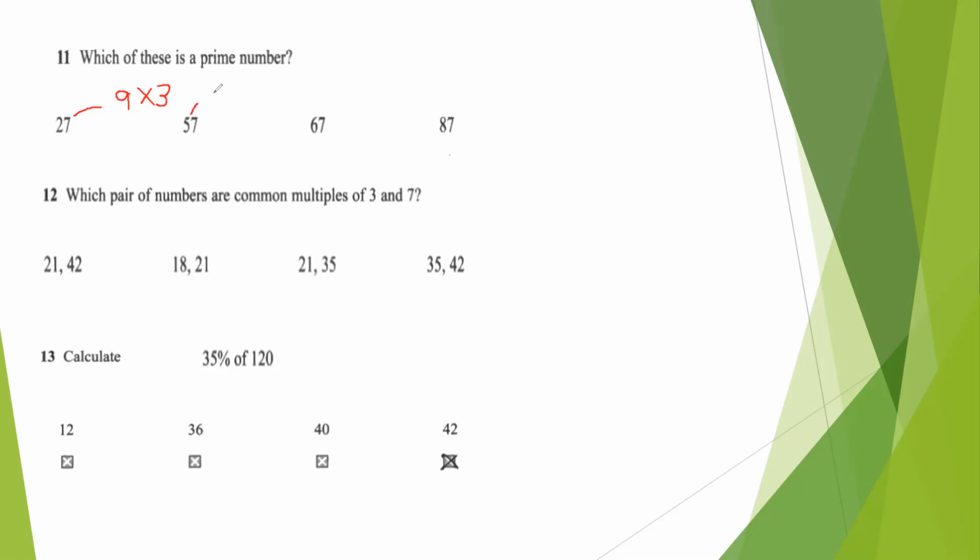Similarly, when you take 57, when you take 19 times 3, yes, you get 57. So 57 has factors 1, 19, 3. So 57 also cannot be a prime number. When you take 87, when you multiply 29 times 3, you get 87. So 87 also cannot be a prime number. So according to these four answers, the correct answer is 67. So 67 is the prime number out of these numbers, right?